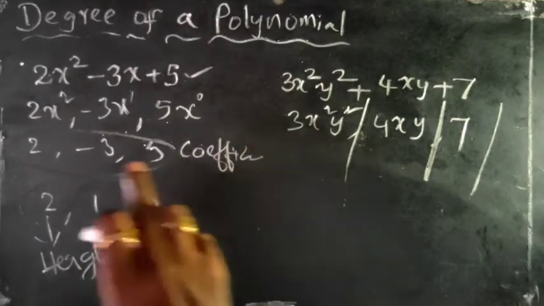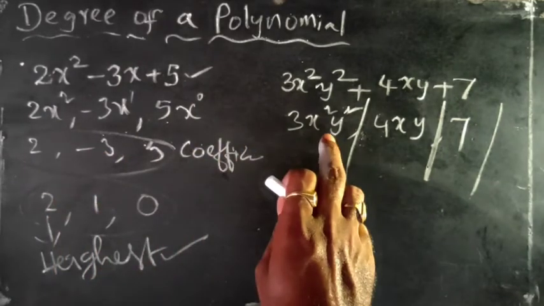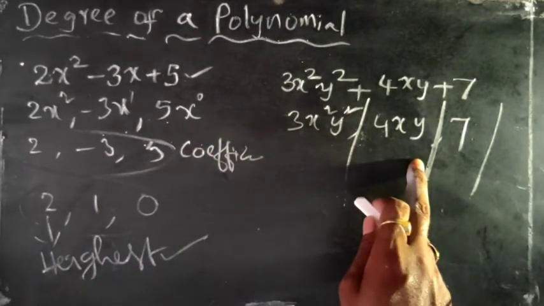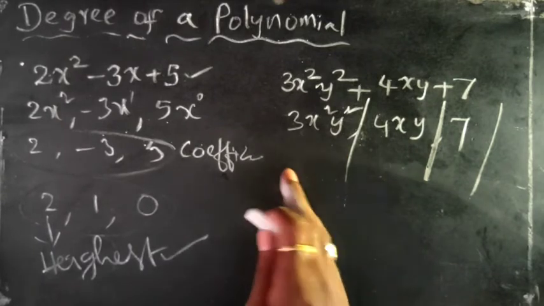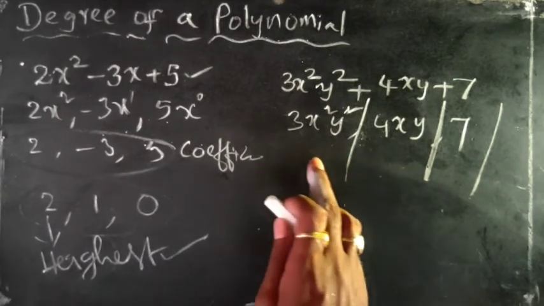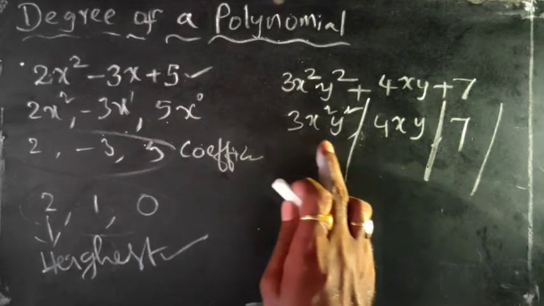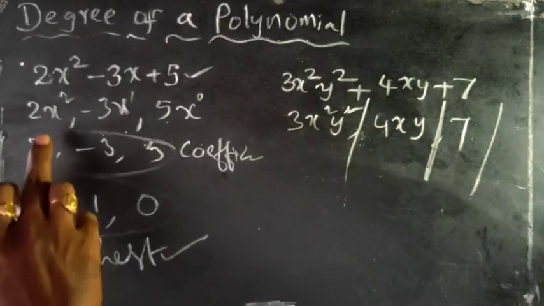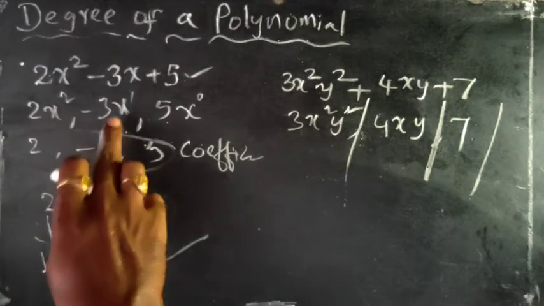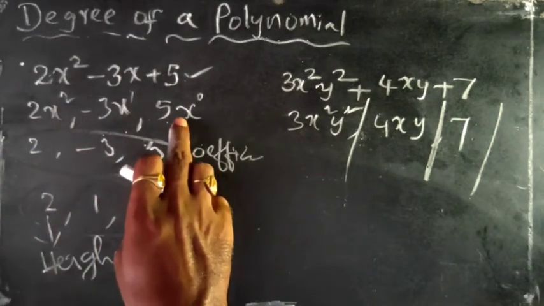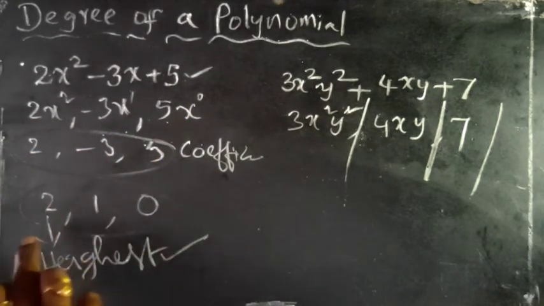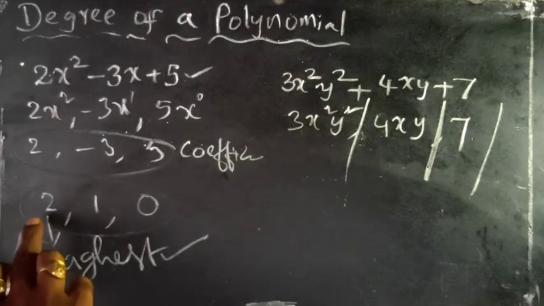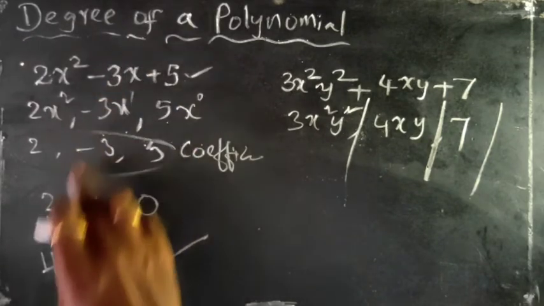But here two variables are present in this. So how can you find? Individually you have to find the degree of each term present in the polynomial. See here, in the earlier polynomial the degree of the first term is 2, second term is 1, third term is 0. The highest power is 2, so the degree of the polynomial is 2.